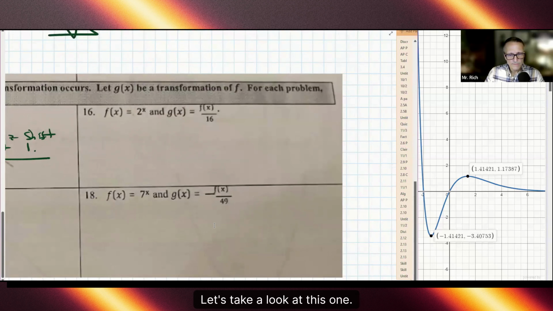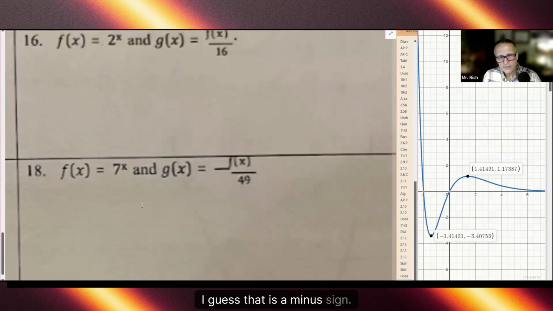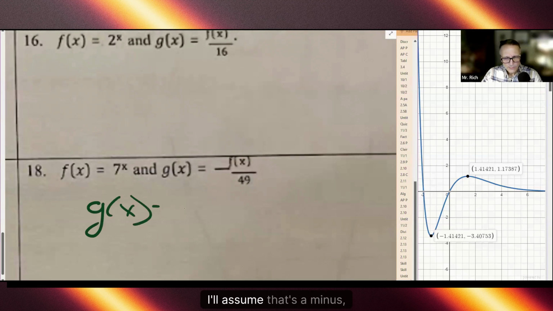Let's take a look at this one. Is that a minus? I guess that is a minus sign. Why does that look weird? Okay. But the same kind of thing here. My g of x, I'll assume that's a minus.